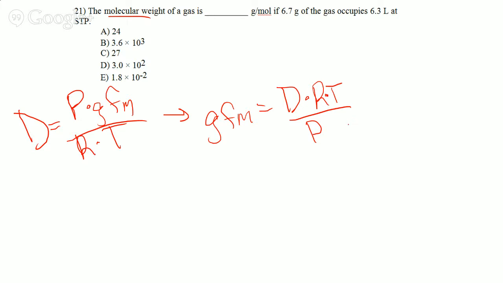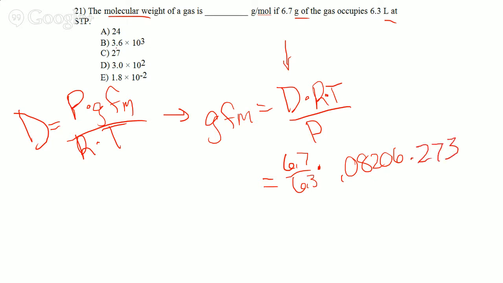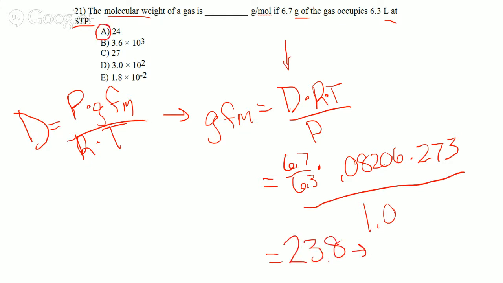Now let's figure it out. Sorry guys, I'm having a brain fart at the moment. Oh no, we don't even need to, I guess that's the same thing. The density, they don't tell us directly, but they give us grams and liters, so we just do 6.7 over 6.3. That's our density times our R. You pick which R you want to use. I'm in favor of this one with atmospheres, times the temperature, which is 273 at STP, all over the pressure, which at STP would be 1 atmosphere. Plug and chug, and I get my GFM to be about 23.8-ish, which becomes 24, choice A.